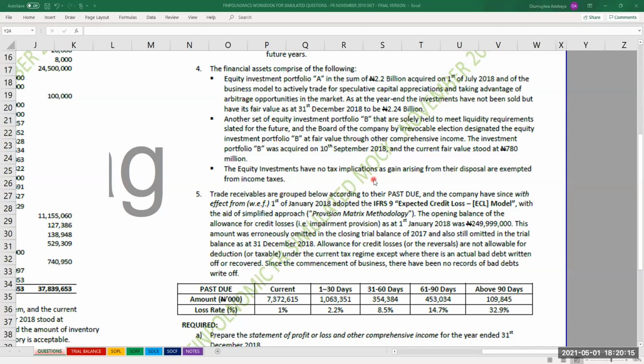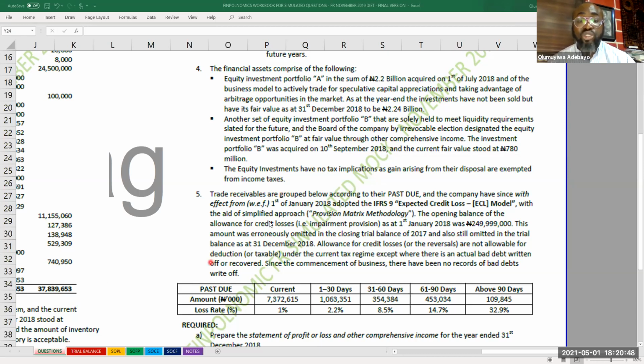It means that they are inadmissible. Yes, inadmissible income. Let me expatiate on that. What it means is that gain or losses from financial or equity instruments, or equity investment in this case, are not subjected to tax, and therefore there's no tax implication on them. Which means for the purpose of computing income tax, such gain will not be taxed and such loss will not be deductible. Likewise, they will not give rise to deferred tax implication because such a difference will not reverse itself. Therefore, it's not temporary, rather it's permanent in nature.